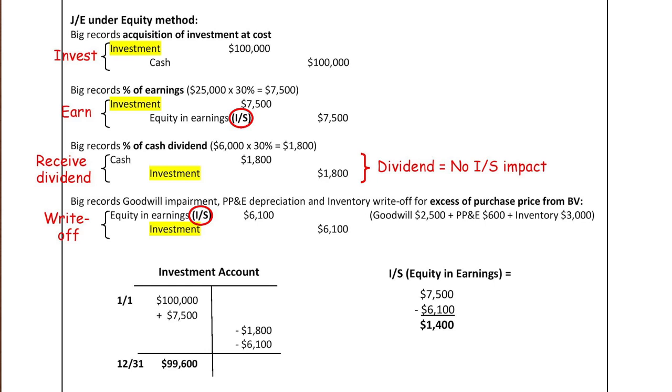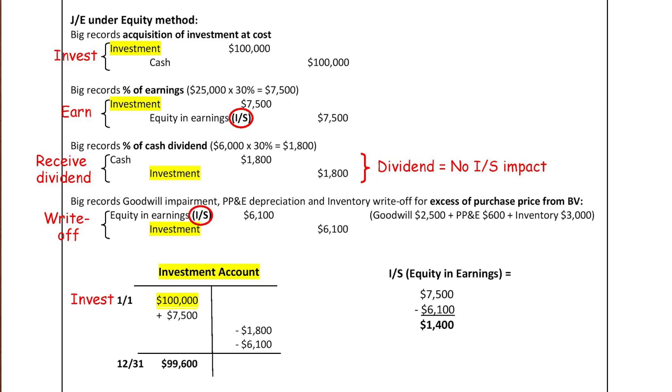Now let's look at the T account for the investment. And let's review the journal entries once again as we look at the items on this T account. The first one is when the investor invests in the investee, that is recorded at cost. So right there, the cost of $100,000.